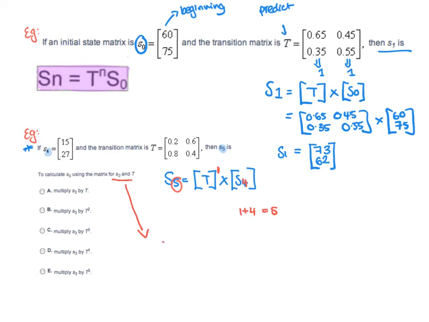So if I was doing that, I do the transition, and I've got S3. Now they want me to find S5. So if I want to find S5, then this number here and the power need to add up to 5. So what power would I need to raise the transition matrix to? Can someone tell me? 2. Yeah, 2. So good. 2 plus 3 gives 5. So you want to multiply S3 by the transition to the power of 2.